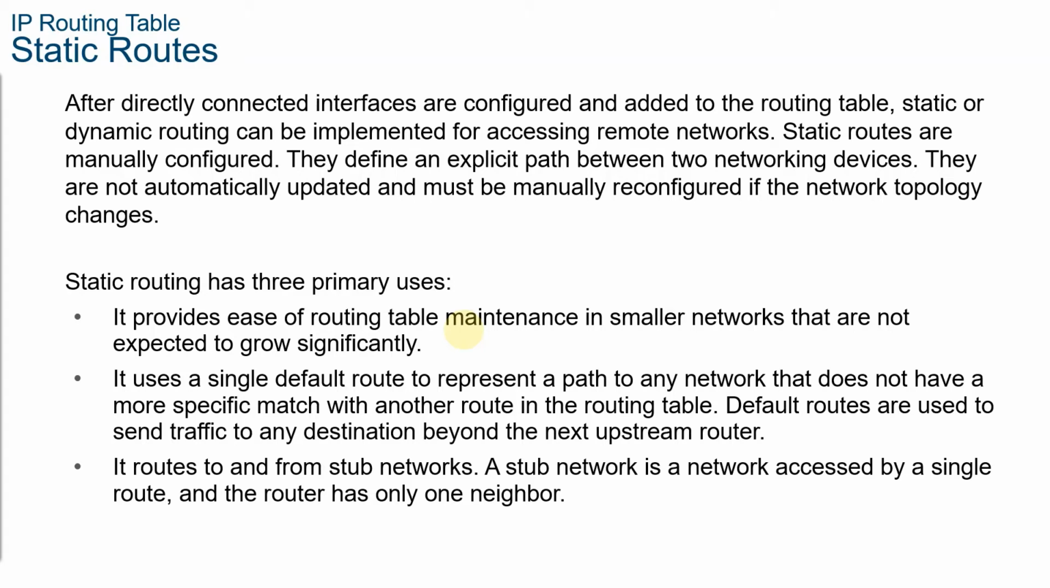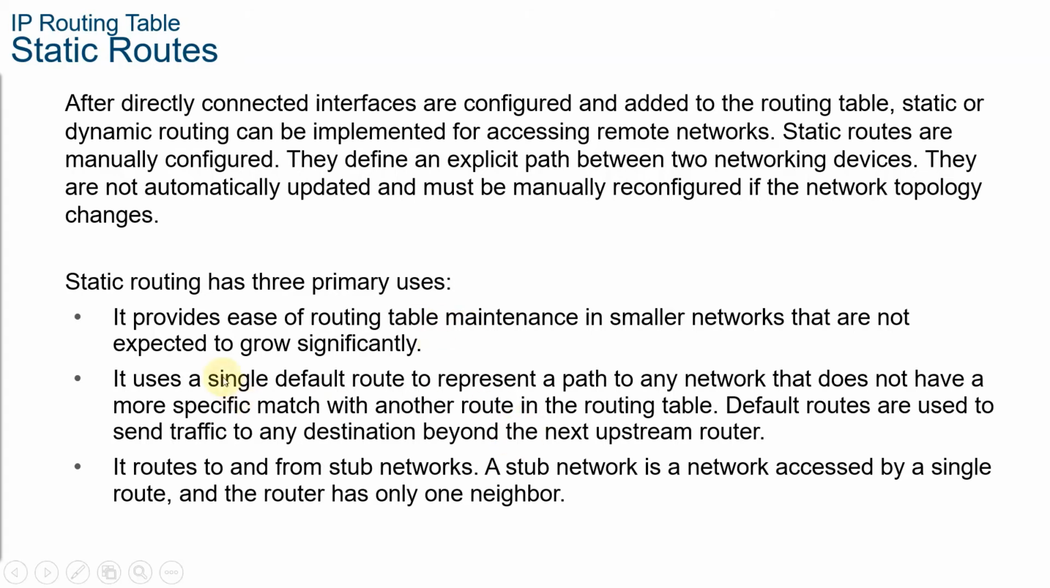The benefits of using static routes include improved security and resource efficiency. Static routes use less bandwidth than dynamic routing protocols, and no CPU cycles are used to calculate and communicate routes. The main disadvantage of using static routes is the lack of automatic reconfiguration if the network topology changes. Okay, so static routing has three primary uses.